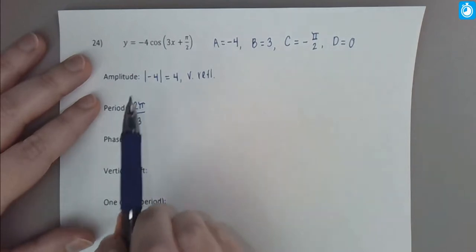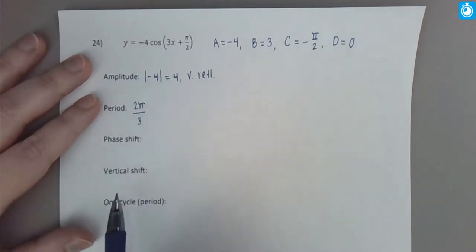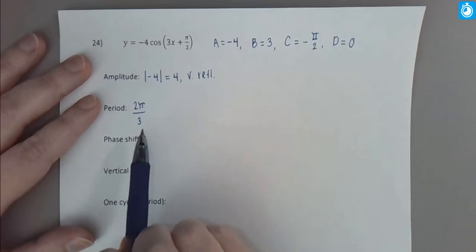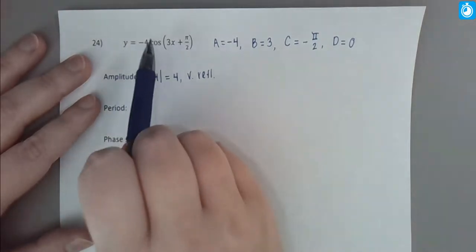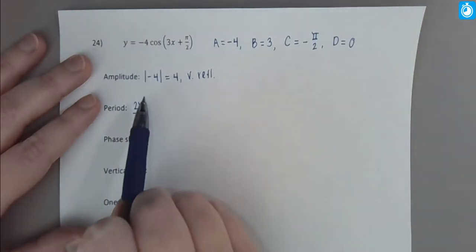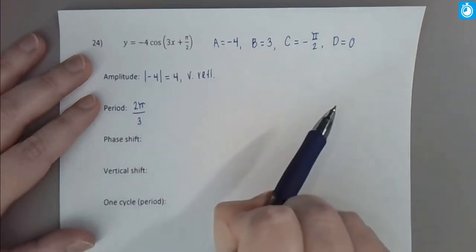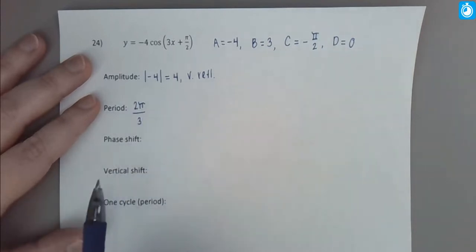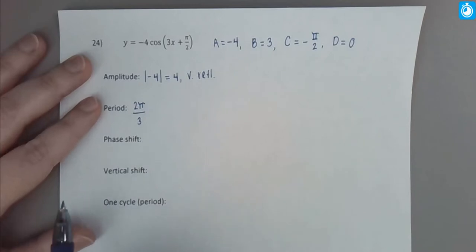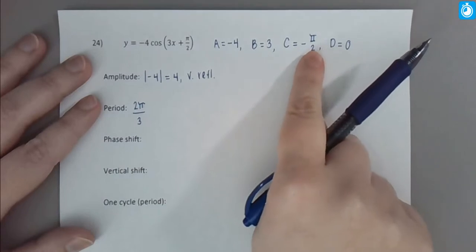But as of right now, this is a value that can't be simplified. So what does this tell us? This tells us that in order to complete one cycle for our graph, it's going to take 2 pi over 3 units horizontally. Now the phase shift, that's another name for a horizontal shift, so left or right, that's going to result from our c.